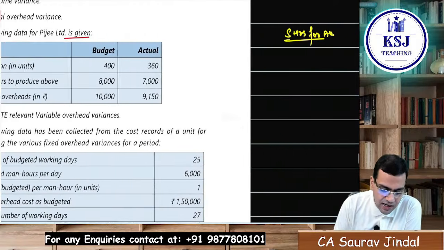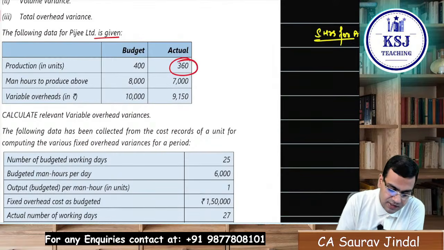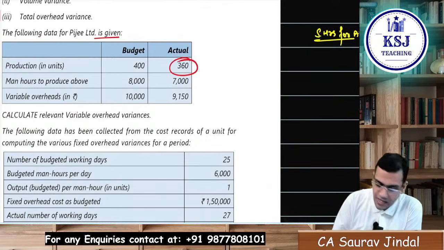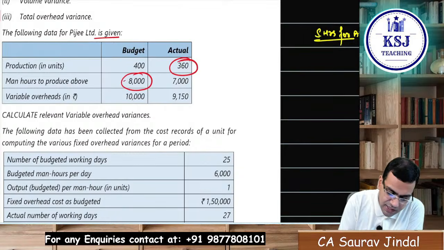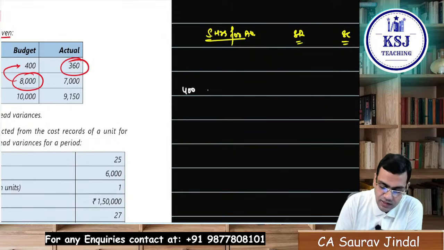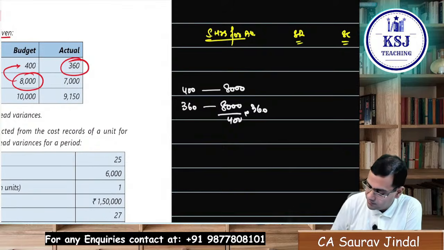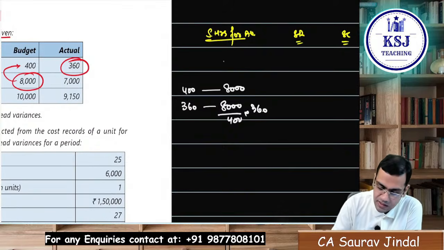What is the standard hours for the actual output? What is the actual output here? 360. What are the standard hours here? The standard hours is 8,000, but it is given for 400. So we can easily calculate here that for 400 budgeted hours, what is the standard hours? 8,000. So for the actual output of 360, what will be the standard hours? 8,000 divided by 400 multiplied by 360, that comes to 7,200 hours.